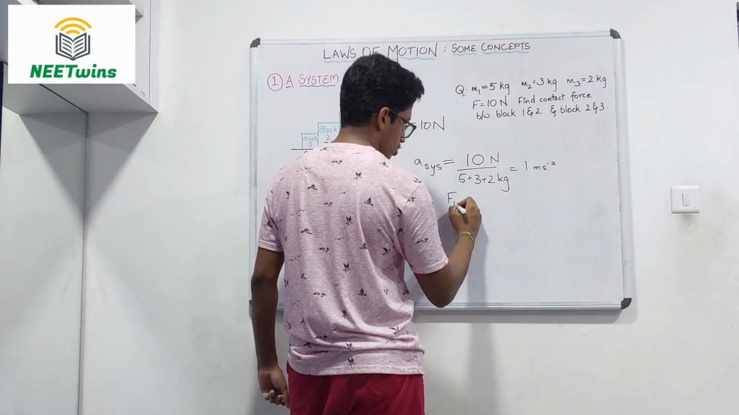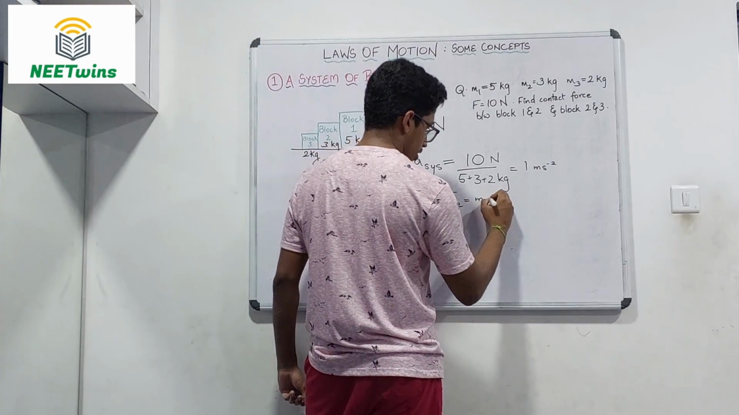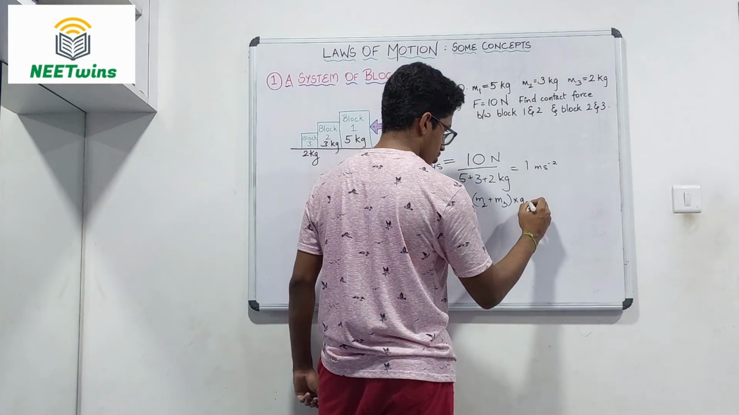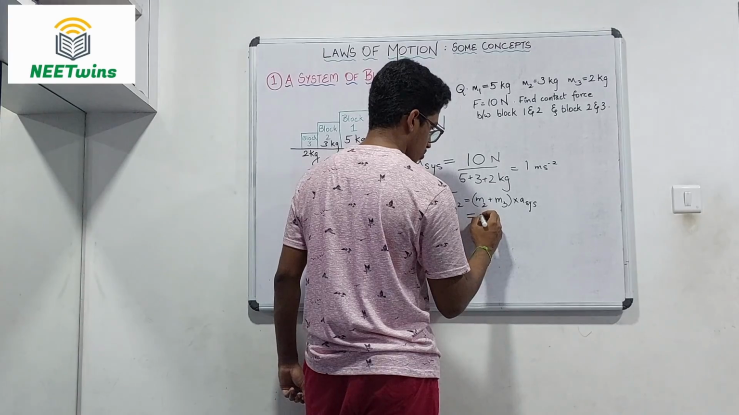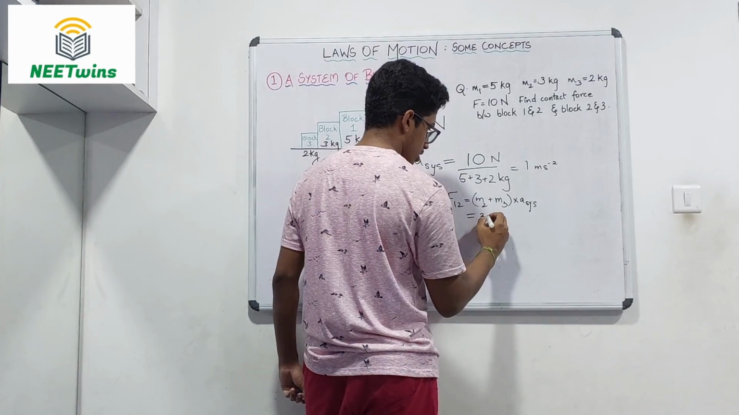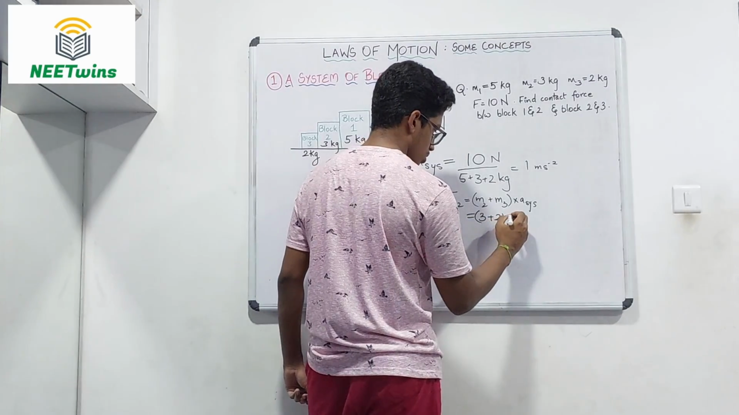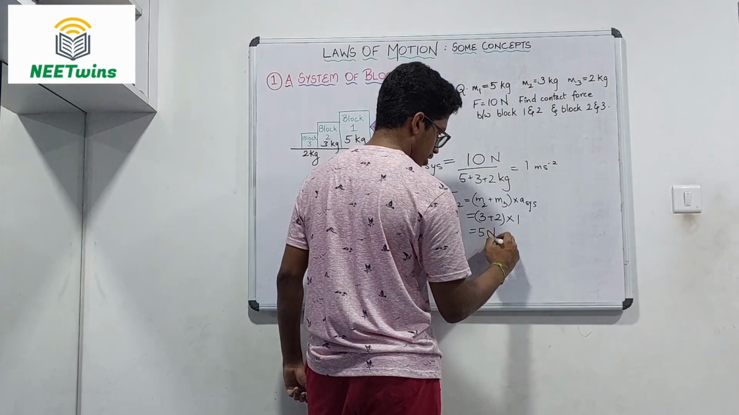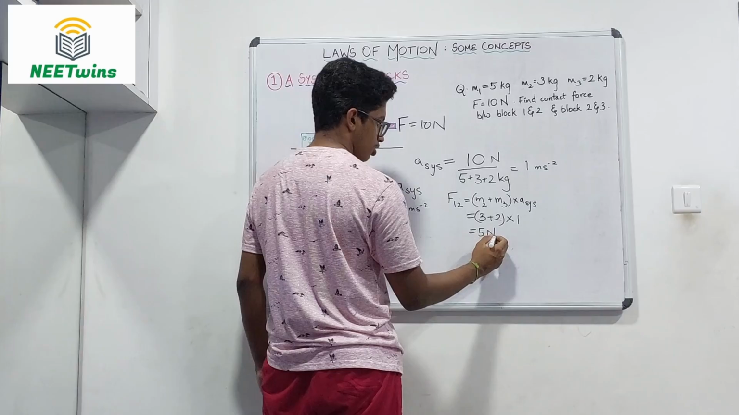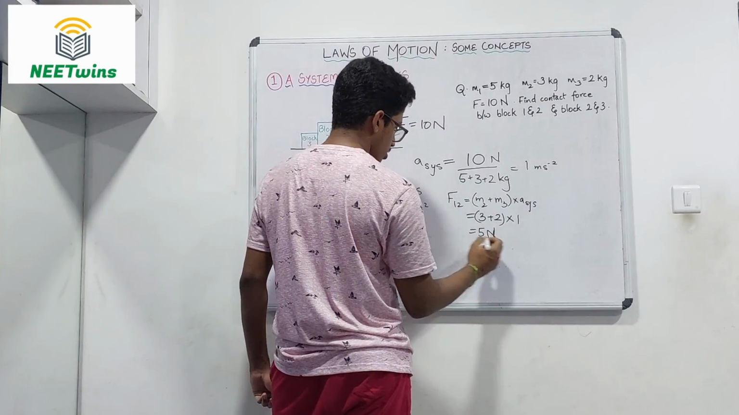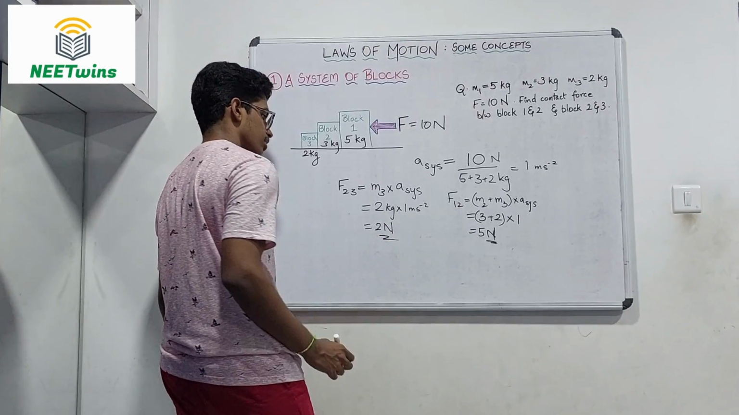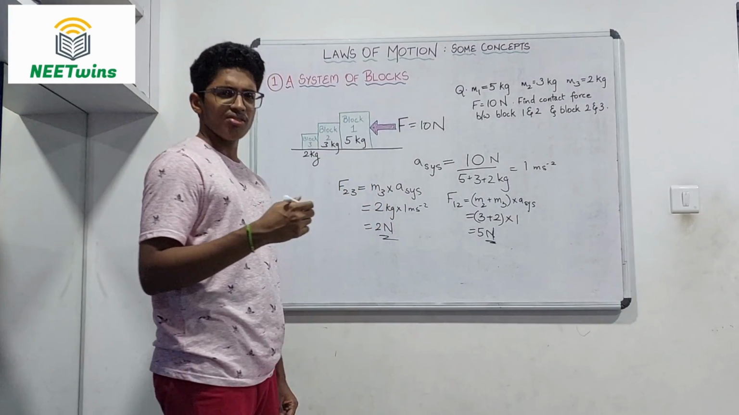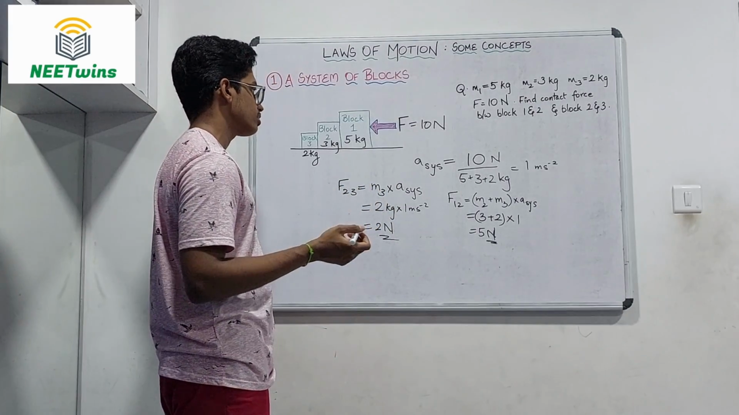And F12 is equal to (m2 plus m3) into A system, which is equal to (3 plus 2) into 1, which is equal to 5 Newton. So the contact force between block 1 and block 2 is 5 Newton, and between block 2 and block 3 is 2 Newton. If you didn't understand this concept, then there's a pretty intuitive way of understanding this.